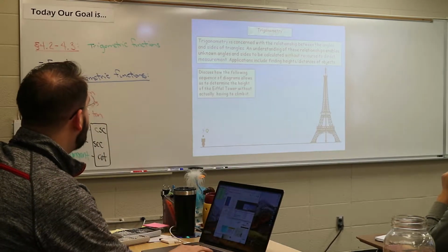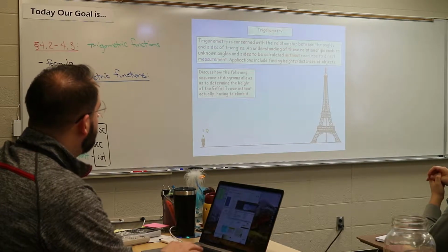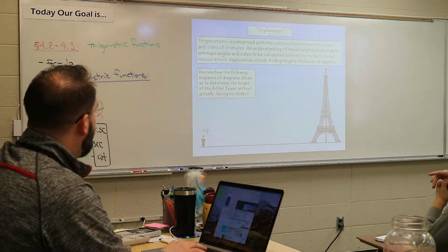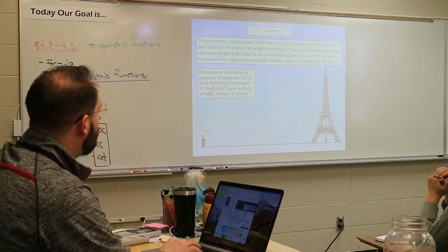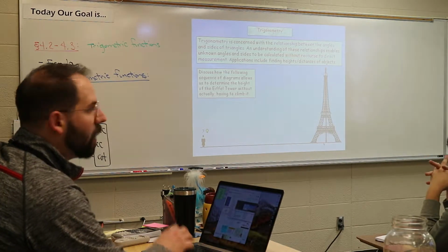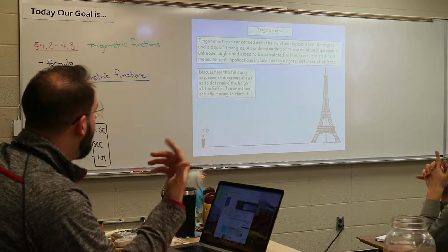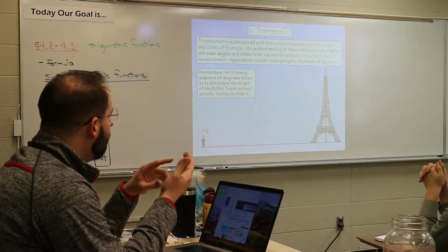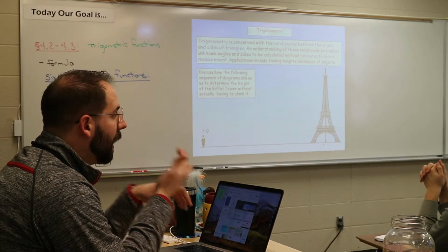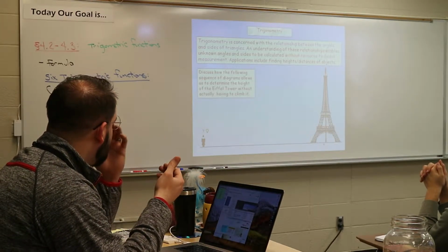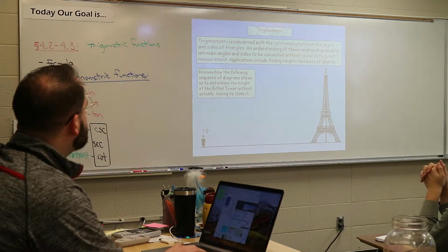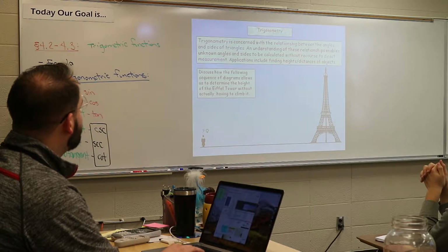What I mean by that is, I don't need to climb this mock Eiffel Tower here. So I don't need to climb the mock Eiffel Tower to figure out how tall it is with a direct form of measurement, like a ruler. I don't need to do that. As long as I have angles and I have one of the walls on a right triangle, I can actually approximate it.